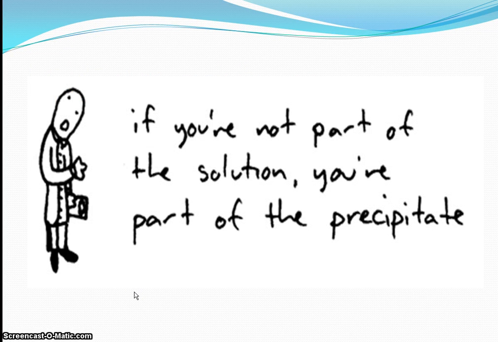And this was actually a bumper sticker that I've seen before. The real one is, if you're not part of the solution, you're part of the problem, but this is a chemistry joke, because if it's not part of the solution, if it's not dissolved, it means that it's a solid, which we call a precipitate, but most people wouldn't know that word.